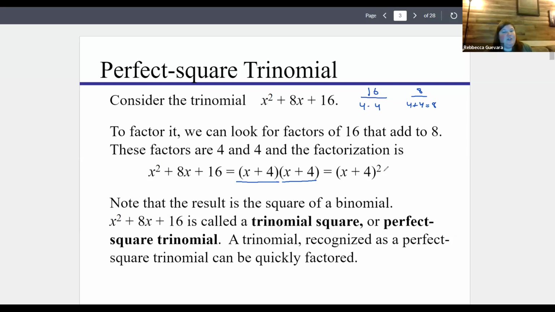So note that the result is the square of a binomial. So x squared plus 8x plus 16 is called a binomial square because of how it factors, or sometimes we call it a perfect square trinomial. A trinomial recognized as a perfect square trinomial can be quickly factored. So we're going to talk about how we recognize that.